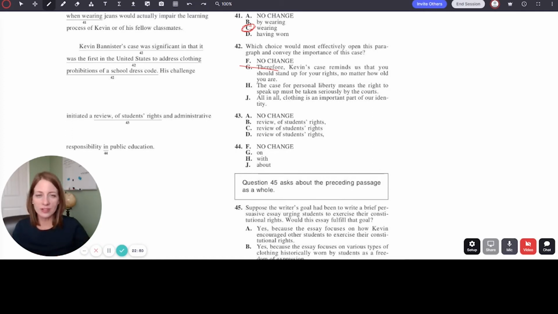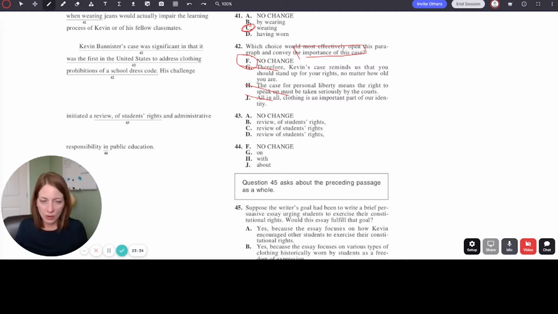That's way off. Which choice would most effectively open this paragraph and convey the importance of this case? This one doesn't even talk about the case, and these others are just too broad. "Kevin's case was significant in that it was the first in the U.S. to address clothing prohibition." Okay, so let's go with F. These others are too broad, and you have to look for the importance of this case. When you're seeing "most effective," sometimes it's good to circle what we're trying to establish there.